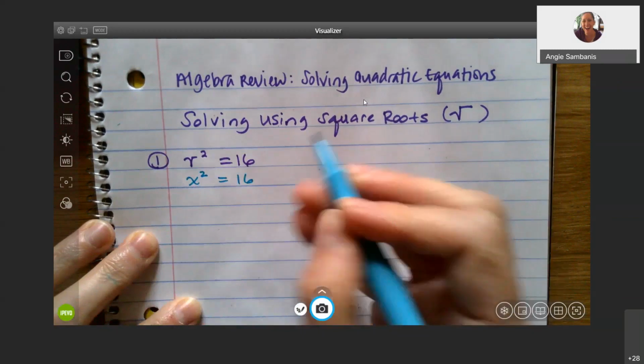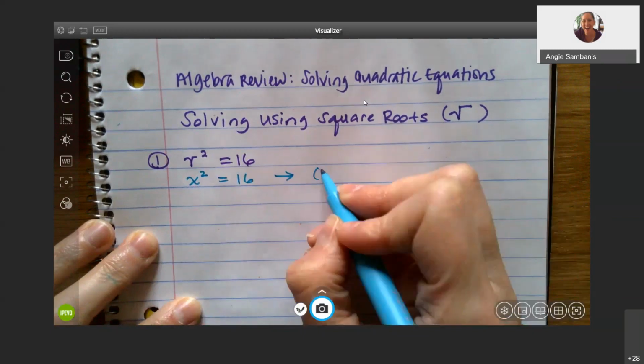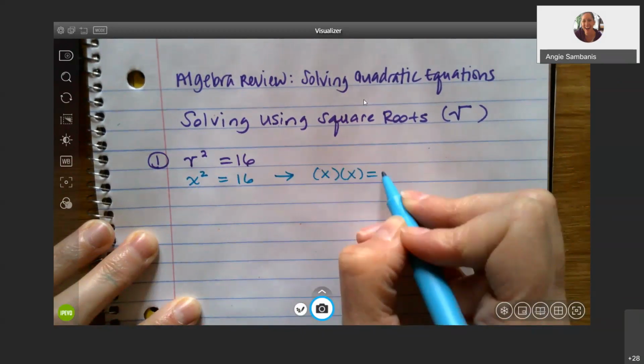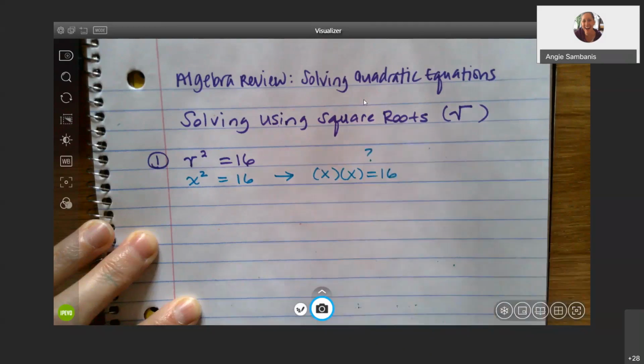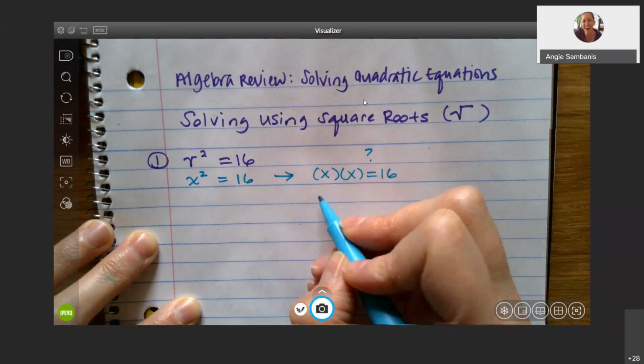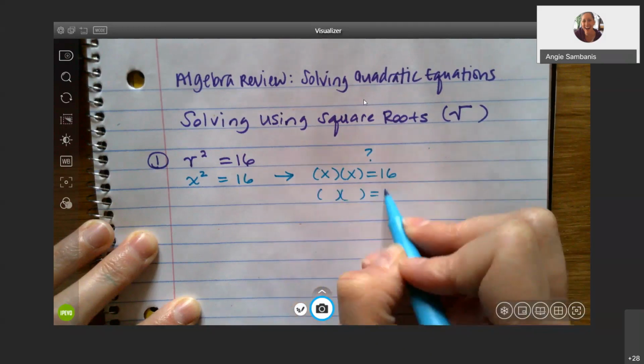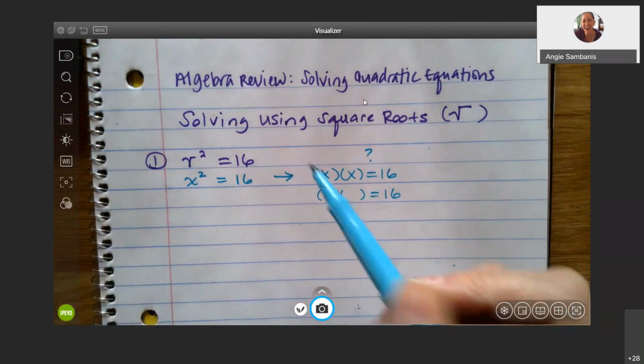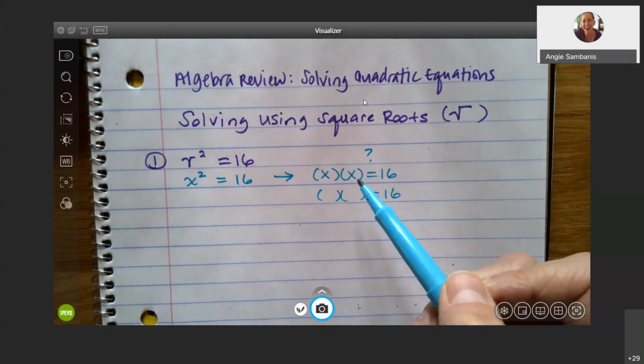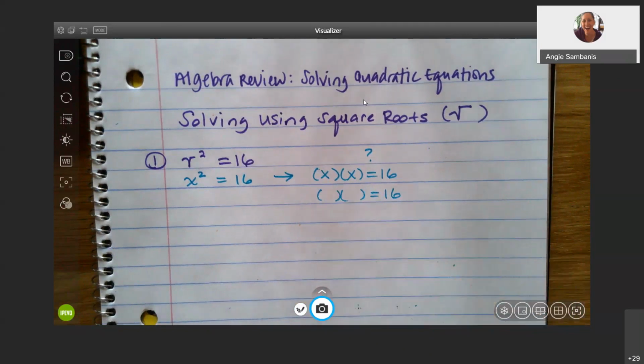So what we're asking ourselves is what times itself equals 16? What times itself will give us 16? It has to be the same thing. We're not saying, oh, 8 times 2 is 16. We're saying what times itself is 16.